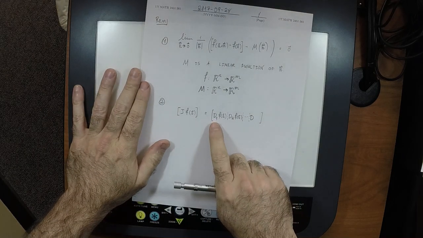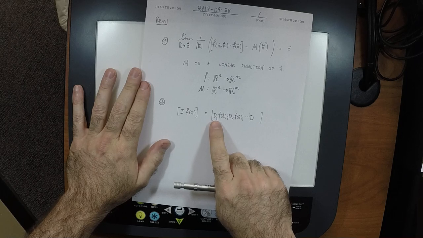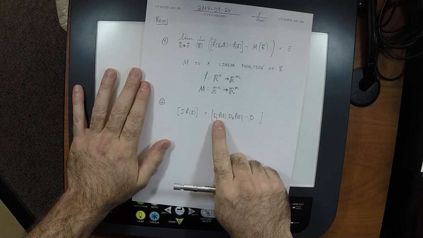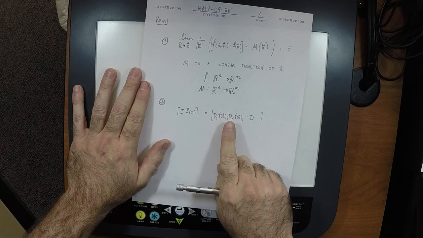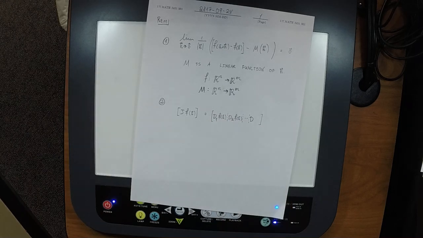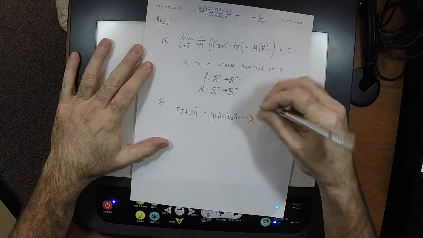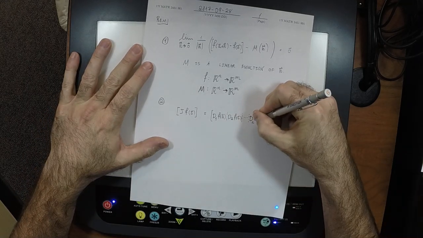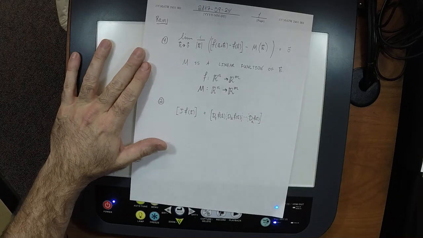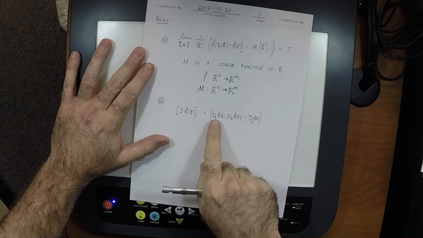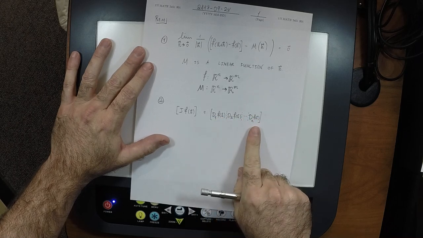What are we differentiating with respect to? This is differentiation with respect to the first variable, differentiation with respect to the second variable. How many variables are there? N. Okay, because there's N variables, there's N inputs. The first column is differentiation with respect to the first input, the last column is differentiation with respect to the last input.